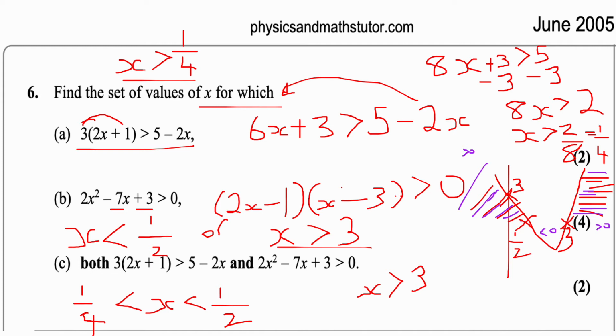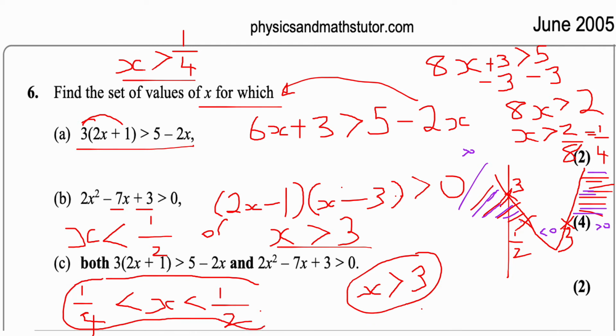So they would be your two sets of solutions. X can be between a half and a quarter, because it's less than a half and bigger than a quarter, but it could also satisfy x is bigger than 3. So that would be treated as two separate inequalities for that to be true.